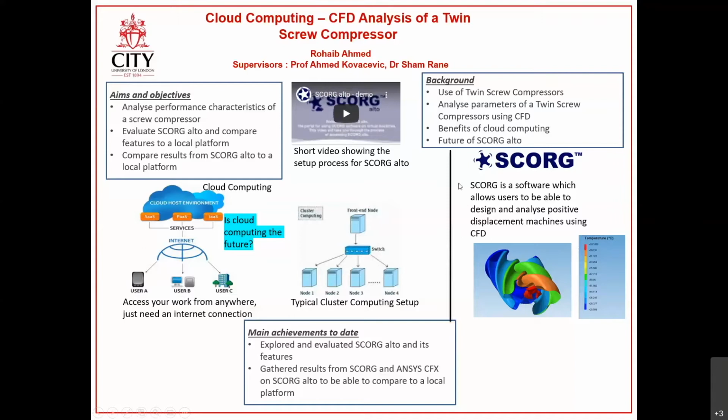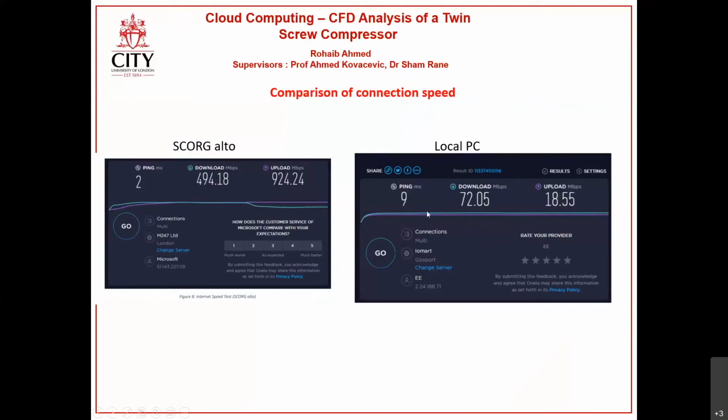In terms of some results that I gathered from my project, I compared the connection speed of SCORG Alto and a local PC. It's quite important because when you're using a computer, you want to make sure that your internet speed is good and you're not suffering from any delays. My local PC had 72 Mbps download speed and 18 upload speed, which is good. It's above the UK average, but when you compare it to SCORG Alto with 500 download speed and 900 upload speed, you can see that this is so much faster than anything you can get really.